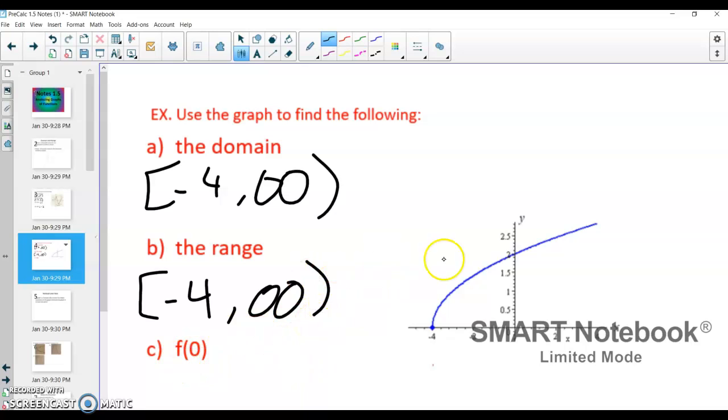Now for evaluating at f of 0, that means where x is 0, what's y, and it looks like y is at 2, when x is 0.